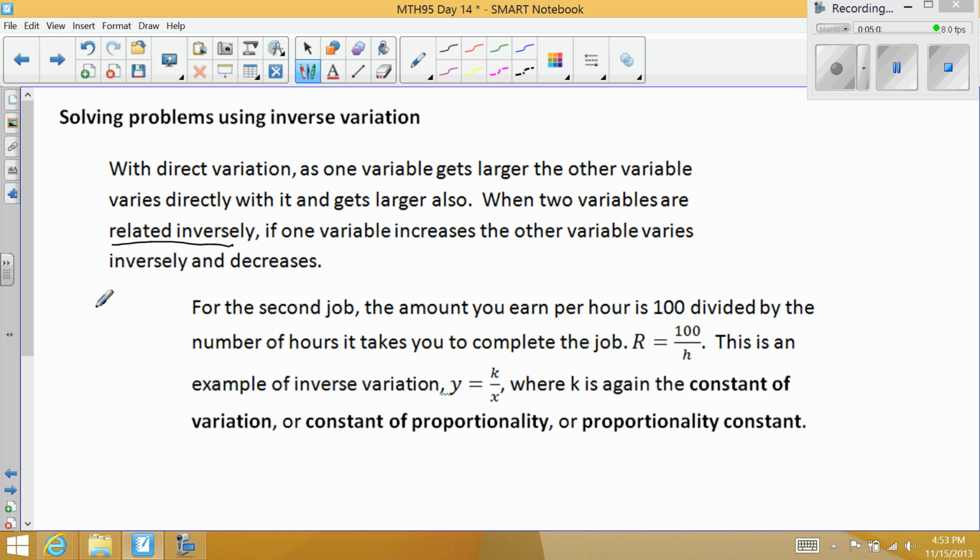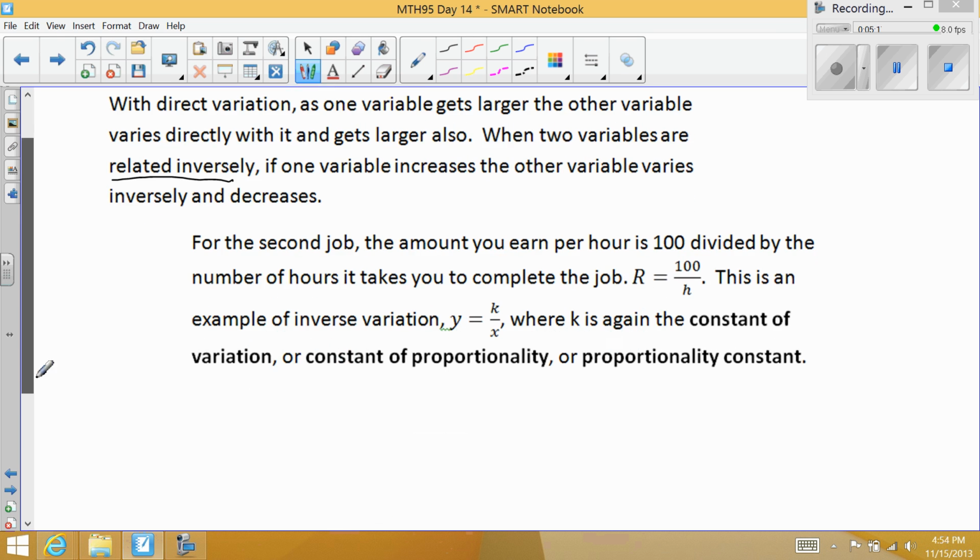For that second job, those first examples we were looking at, the amount you earn per hour is the $100 you are being paid divided by the total number of hours it takes you to complete the job. And so our pay rate is 100 divided by h. So again, if we manage to complete the job in 1 hour, h is 1, and our pay rate is $100 per hour. If it takes us 100 hours to complete the job, our pay rate is $1. $100 divided by 100 hours is $1 per hour.